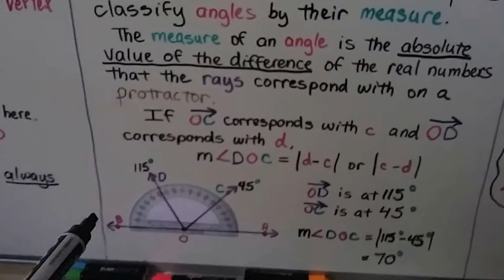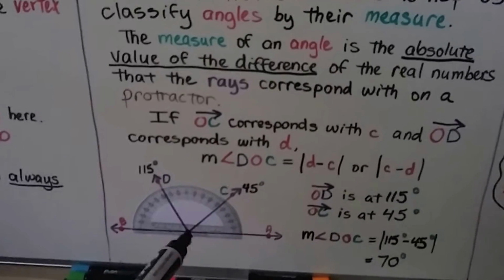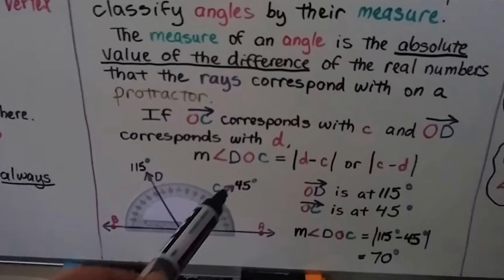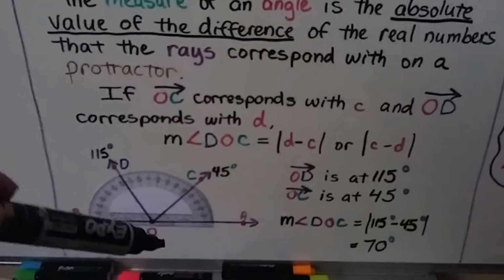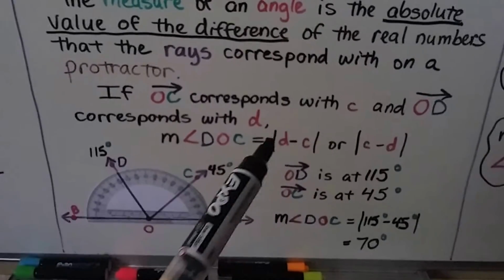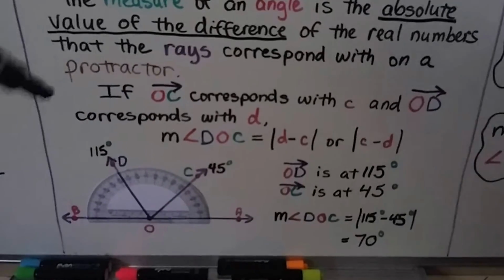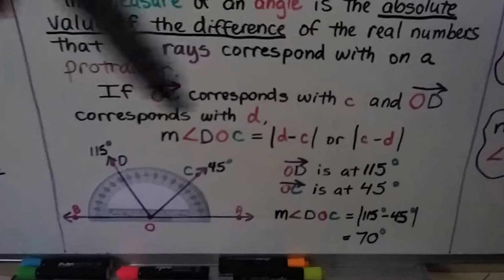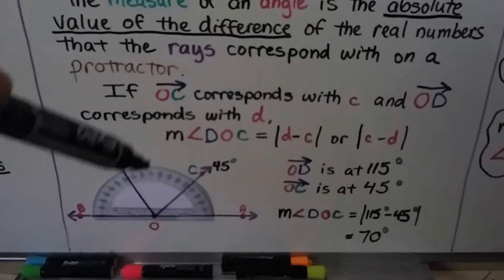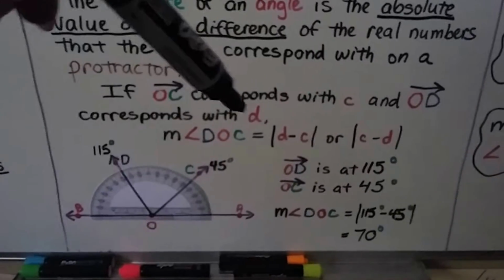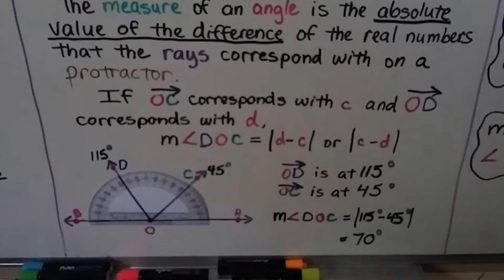We've got this line, AB. We've got this point right here, O. And we've got a ray, OD, and we've got a ray, OC. If OC corresponds with C in this equation, and OD corresponds with D in this equation, we can say the measure of angle DOC, here's DOC, so it's this angle right inside of here, it's equal to the absolute value of D minus C, or the absolute value of C minus D.